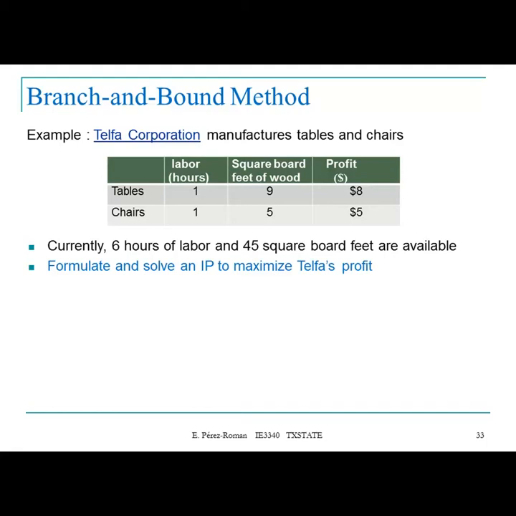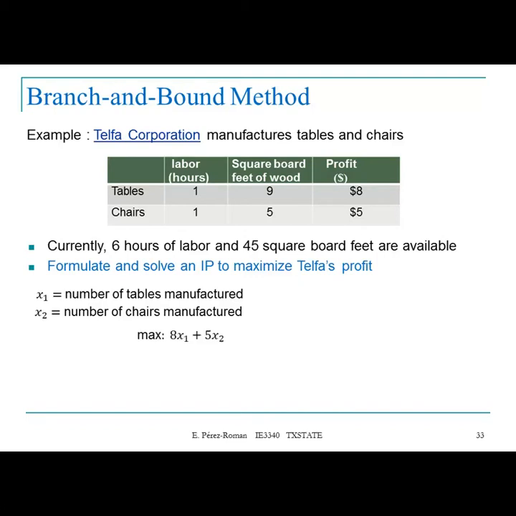Currently 6 hours of labor and 45 square board feet are available. Formulate and solve the IP to maximize the profit. So what we're trying to decide here, we want to maximize our profit. We want to decide how many units of each we need to produce. So the number of tables manufactured and the number of chairs manufactured are our decision variables.